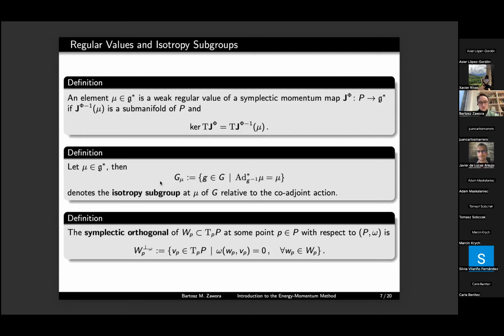For the reduction, we also need the notion of symplectic orthogonal of a vector subspace W_p at some point with respect to the symplectic structure, and it's defined as the vectors v_p such that omega of W_p and v_p is equal to 0 for every vector w belonging to this vector subspace W_p. So it resembles the notion of orthogonality in the Riemannian setting, but it doesn't have to be orthogonal in the natural sense, since we are dealing with symplectic forms.